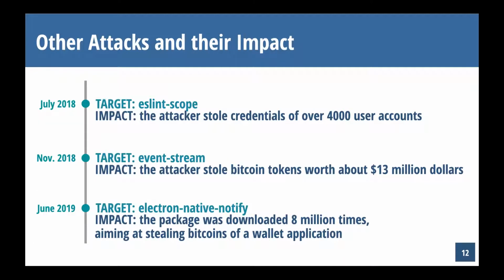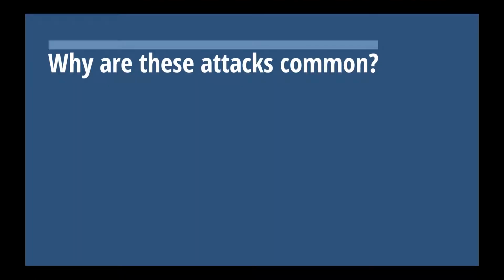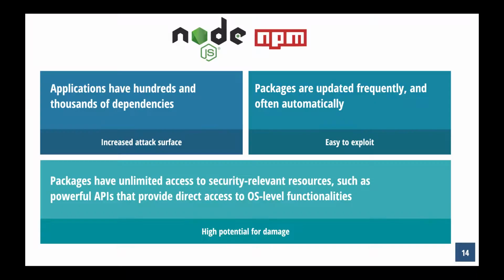The incident that I just described is not an isolated event. In November of 2018, an attacker was able to steal $13 million in bitcoins. And in 2019, another malicious update was downloaded 8 million times. The gist here is that these attacks are happening all the time and can cause a lot of damage. Let's understand why these attacks are so common. There are many reasons for that.